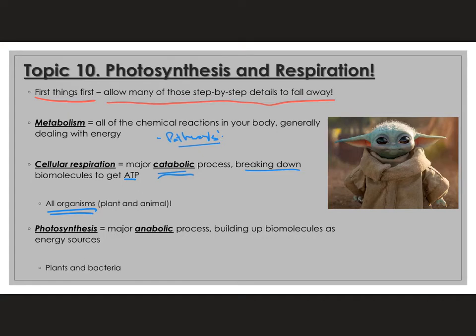Now, the other side of the coin was photosynthesis, right? The primary anabolic process on our planet. And so anabolic meaning building up. This is where we're going to build the biomolecules. So we're going to use that solar energy, energy from the sun, and convert that into chemical energy in the form of primarily carbohydrates. Right, and photosynthesis is primarily performed by plants on the earth, and also sometimes by some bacteria.